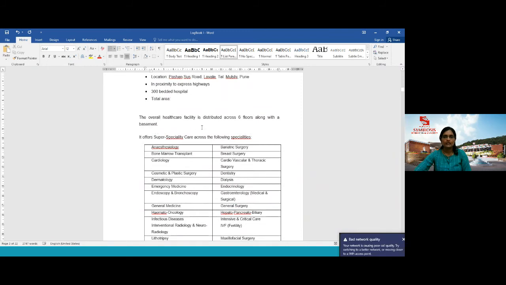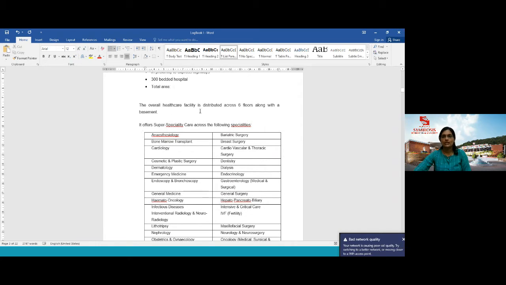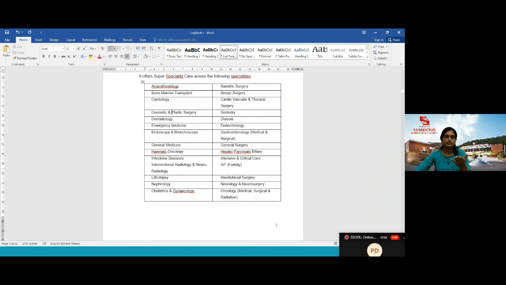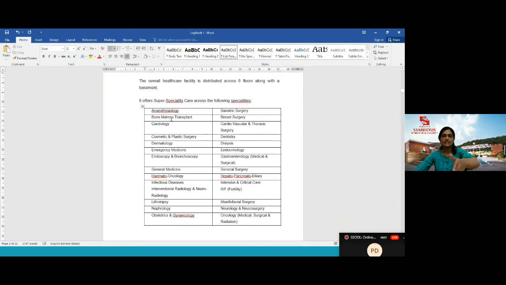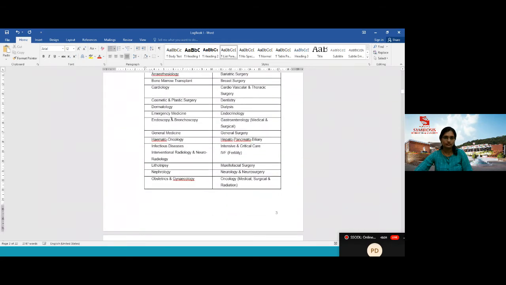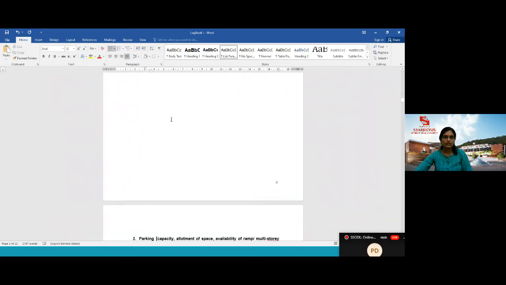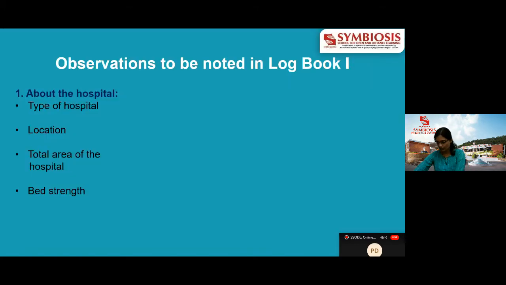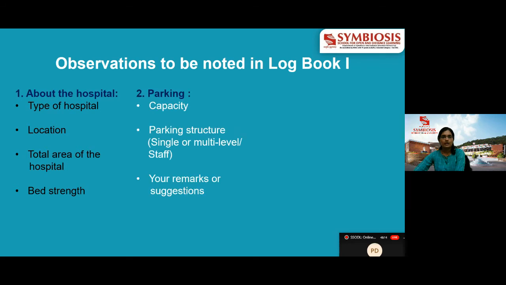Then you can enumerate here how many floors; I have written the overall healthcare facilities distributed across 6 floors along with the basement. Such comments, whatever your observations are looking at the building's facade, you can note down here. Also, I have enumerated here the facilities and specialities that are available in the hospital. This was about the hospital. So next is parking.